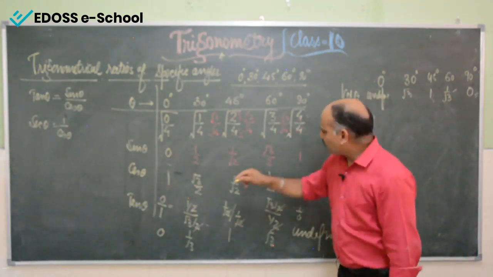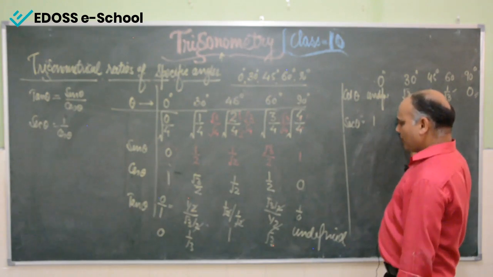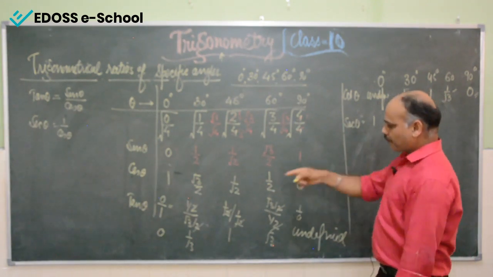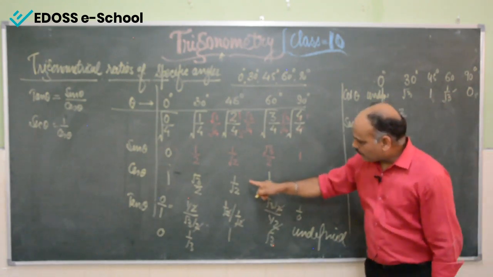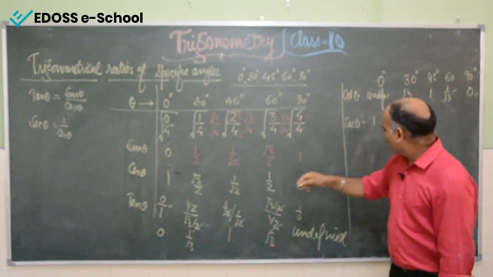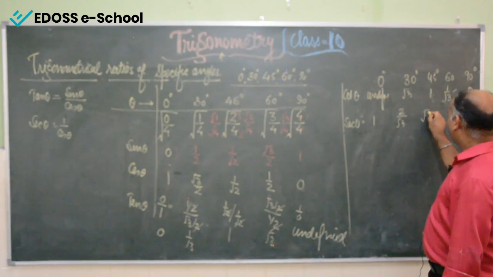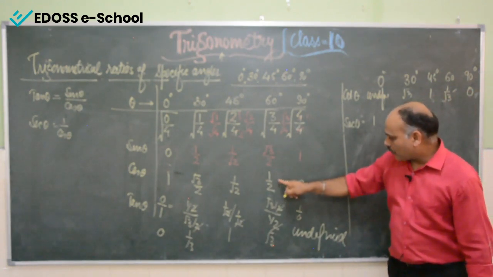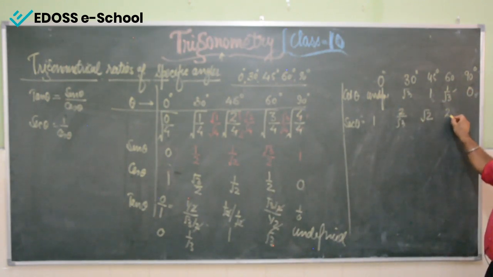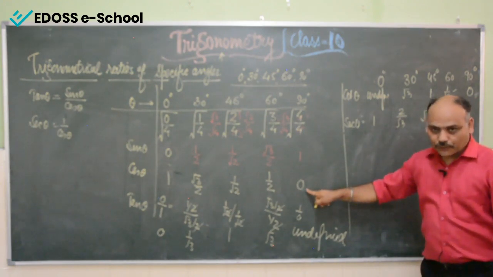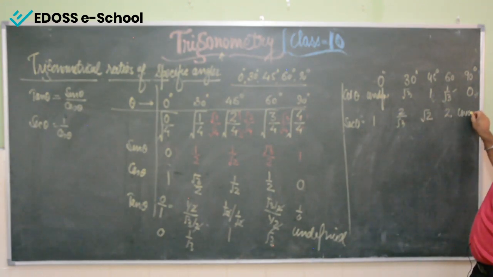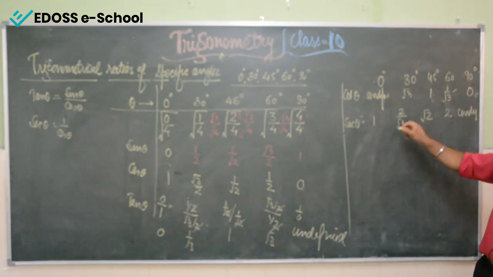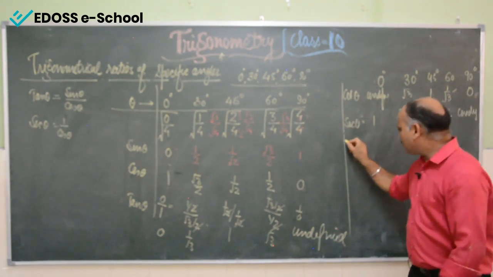Reciprocal of root 3 by 2 is 2 by root 3. Reciprocal of 1 by root 2 will be root 2, and reciprocal of 1 by 2 is equal to 2, and reciprocal of 0 means 1 upon 0, that is again undefined. This is about sec theta.